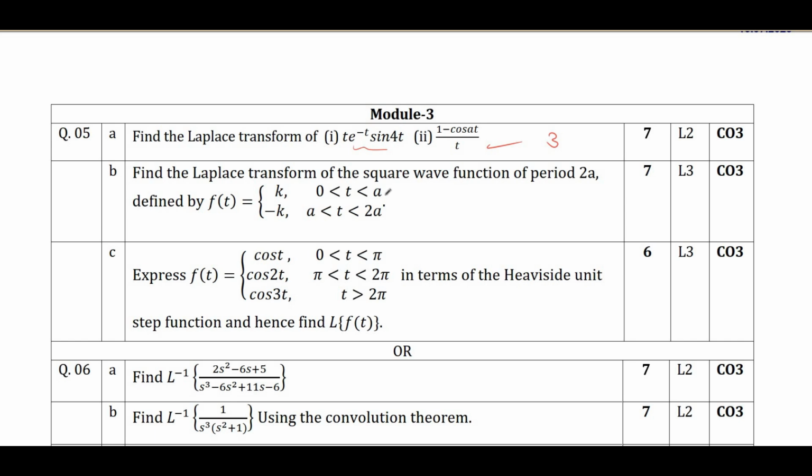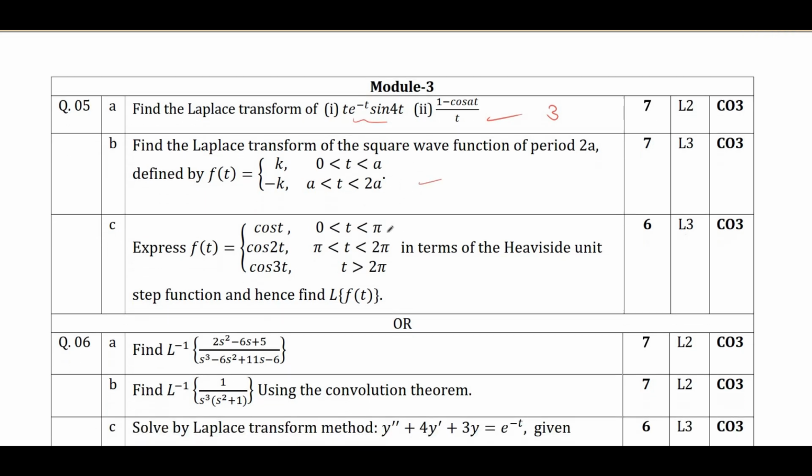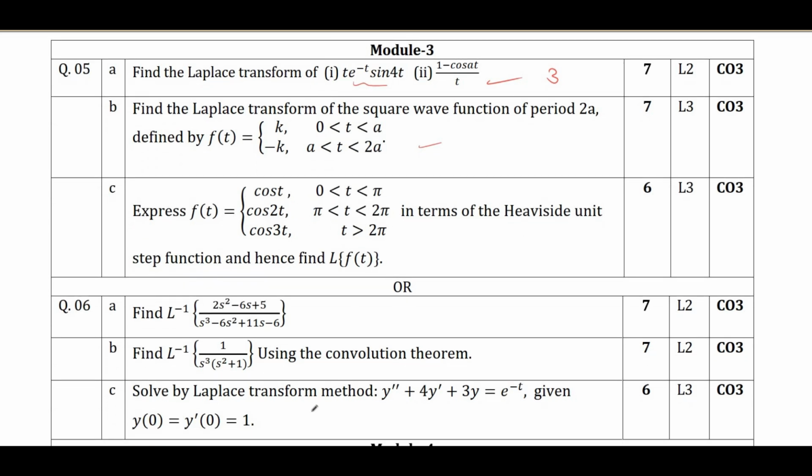Also, if a question is provided for a discontinuous function, apply the unit step function for that. If you solve it perfectly, you can score 6 marks. They have also given a periodic function here; using the periodic function definition, you can solve this problem. Apart from these questions, the compulsory question is the differential equation question using your Laplace transformation.